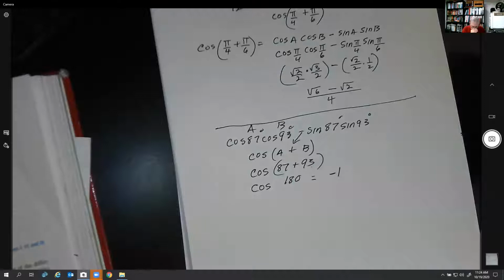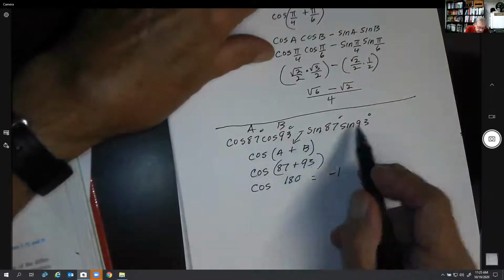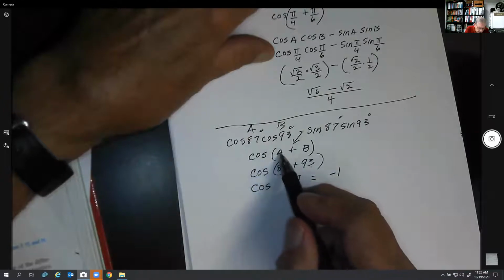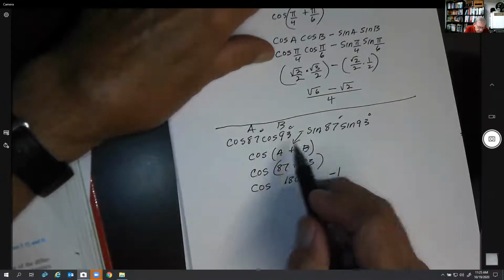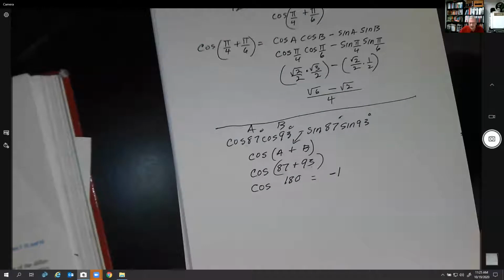So it's pretty straightforward. You just have to realize that cosine, cosine, sine, sine is the same thing as the cosine of A plus B. So it's just something you memorize: cosine, cosine, sine, sine. It'll probably stay with you the rest of your life. You'll be singing cosine, cosine, sine, sine. And that's pretty cool.